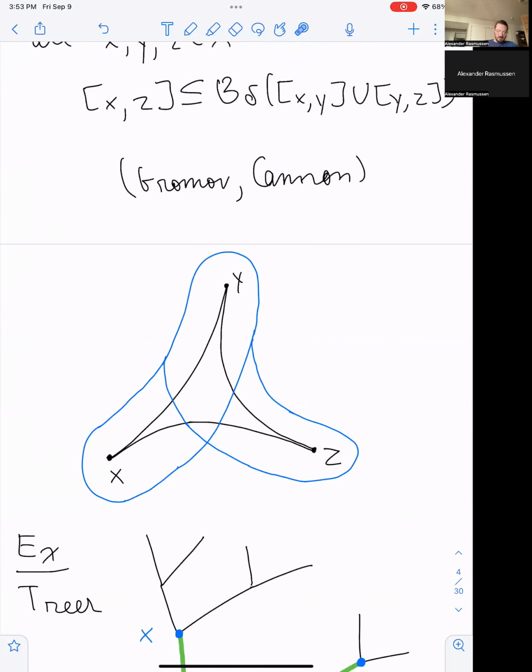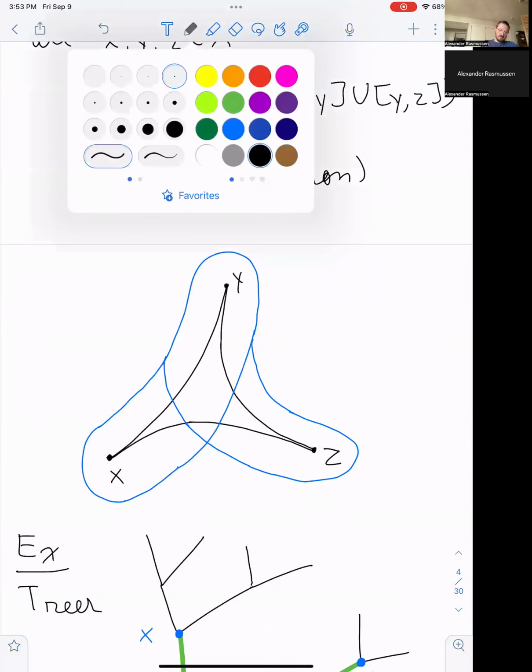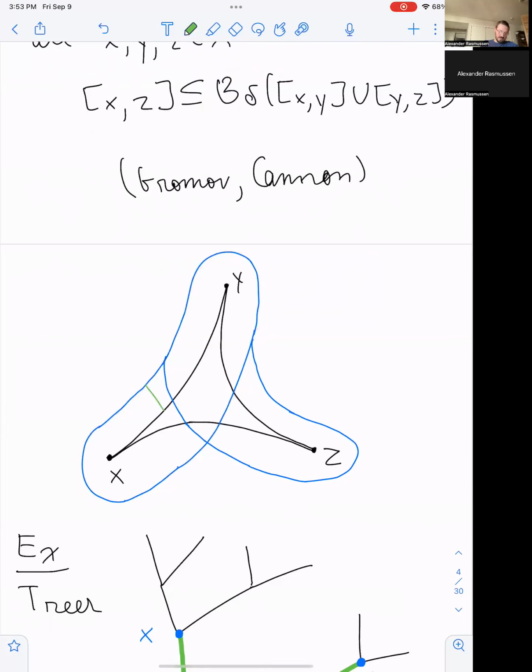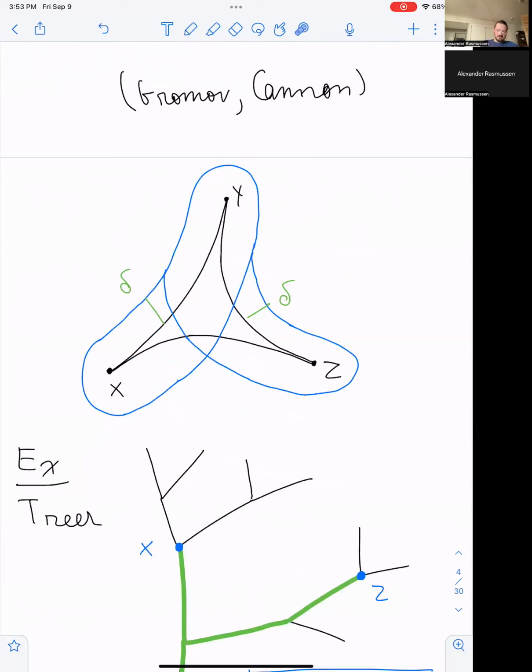So you have these 2 little bean-shaped regions. What are these representing? These are delta neighborhoods of 2 of the sides of the triangle. And what you see is that since the triangle curves in on itself, this side from X to Z is contained in the union of these 2 delta neighborhoods. So hyperbolicity is really capturing the property of triangles curving in on themselves.